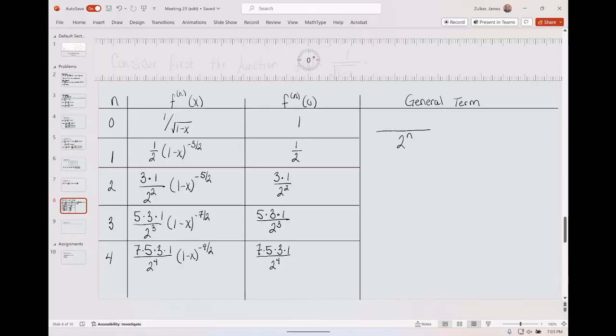Is it a double factorial? So it's going to be a double factorial. It can't be a plain factorial because we're skipping every other term. Okay, so it's definitely going to be a double factorial.